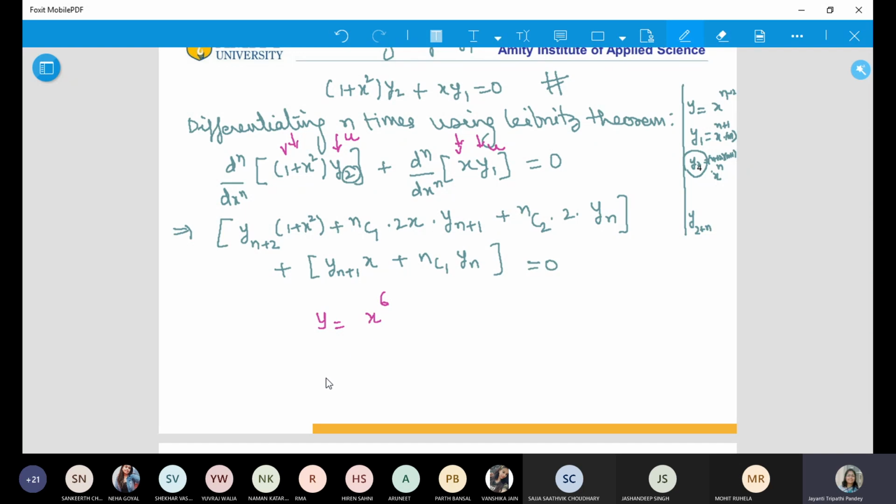You have y is equal to x to the power 6. y1 is equal to 6x to the power 5. y2 is equal to 30x to the power 4. Okay. Now differentiate y2 3 times. So what I am getting, just see. First differentiation will give me y3. Second differentiation will give me y4. And third differentiation will give me y5. Yes or no?